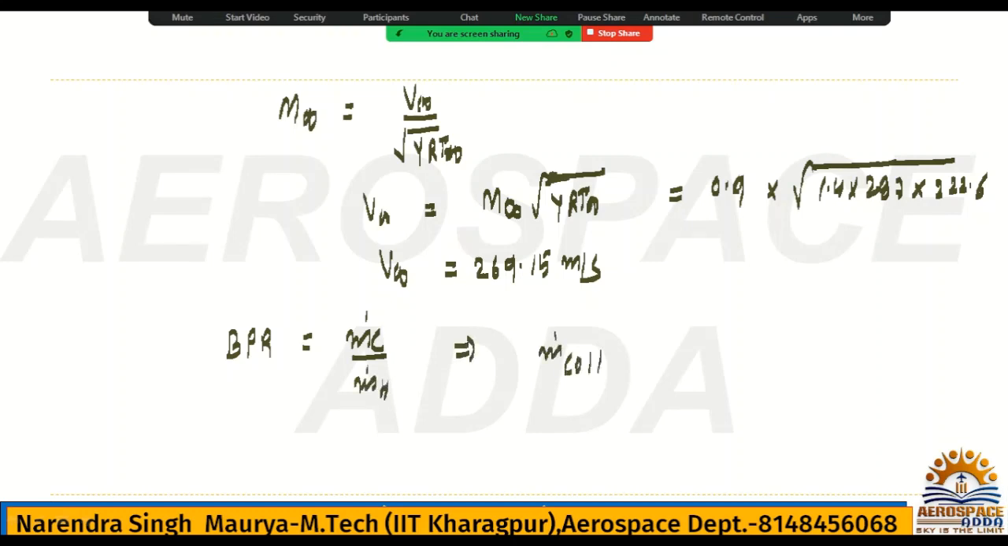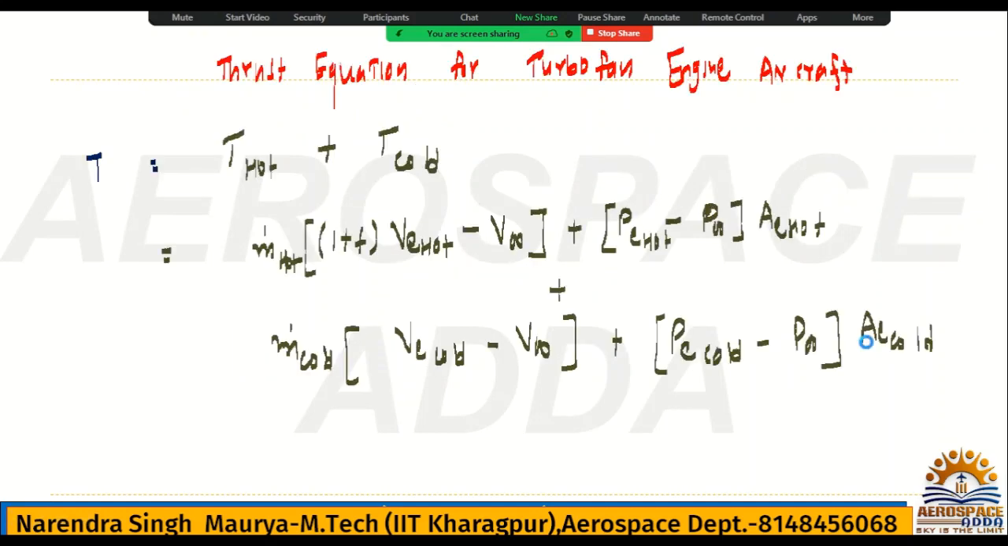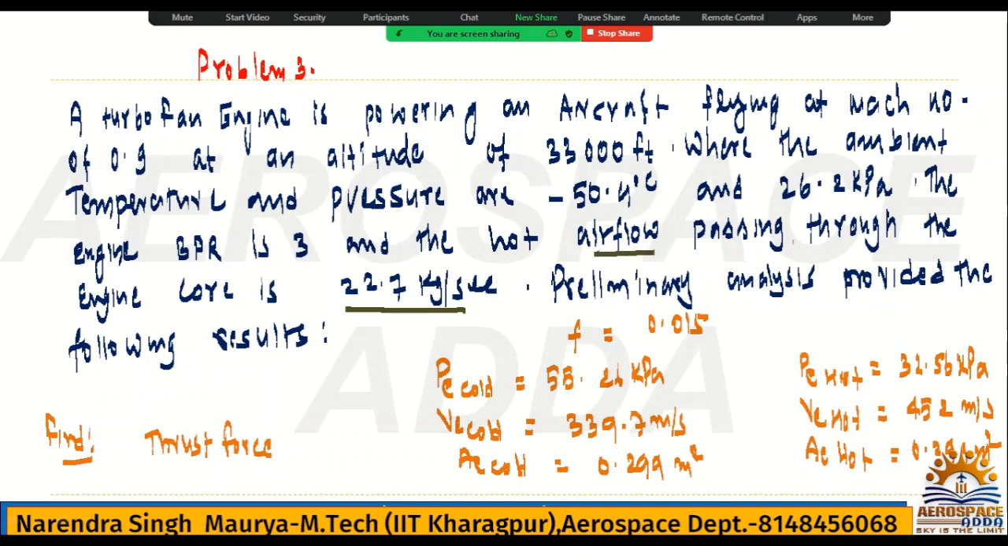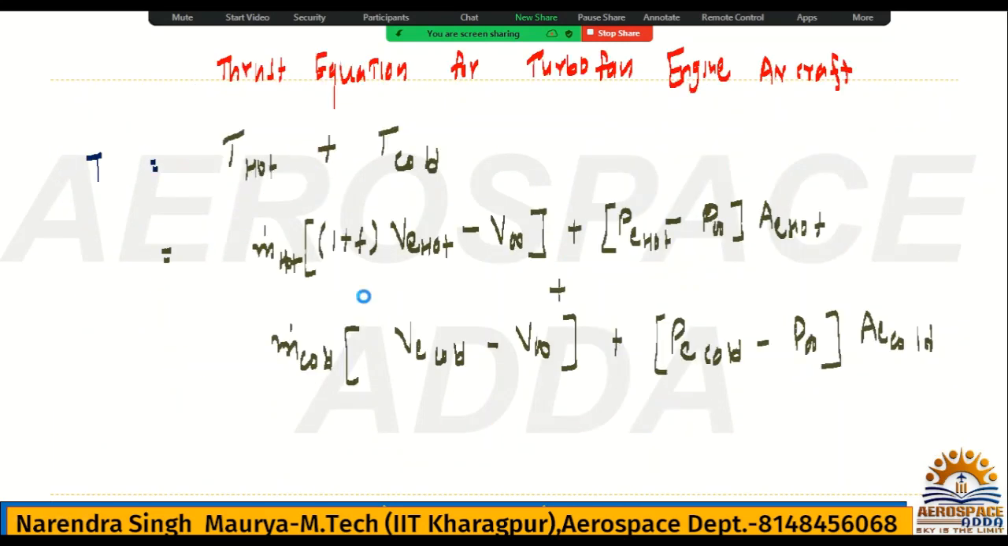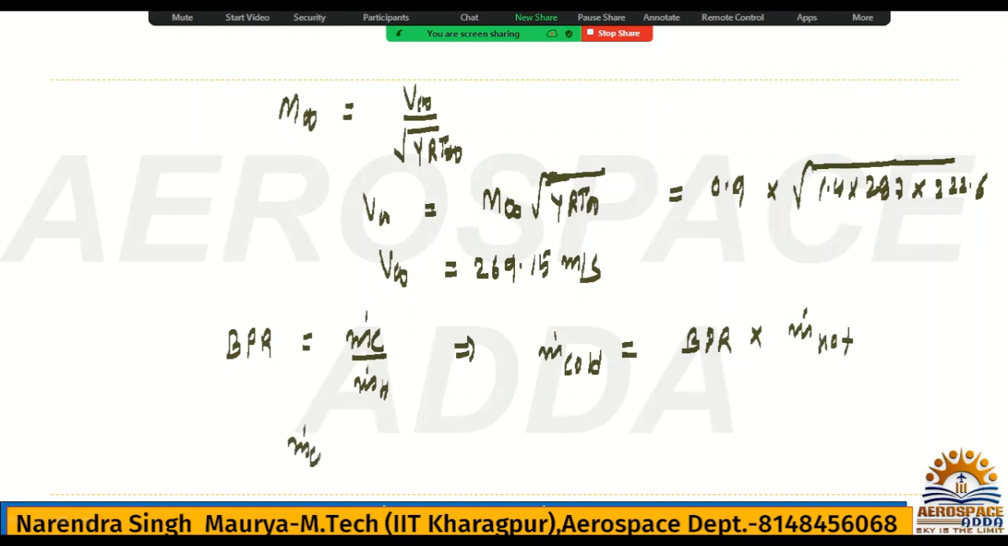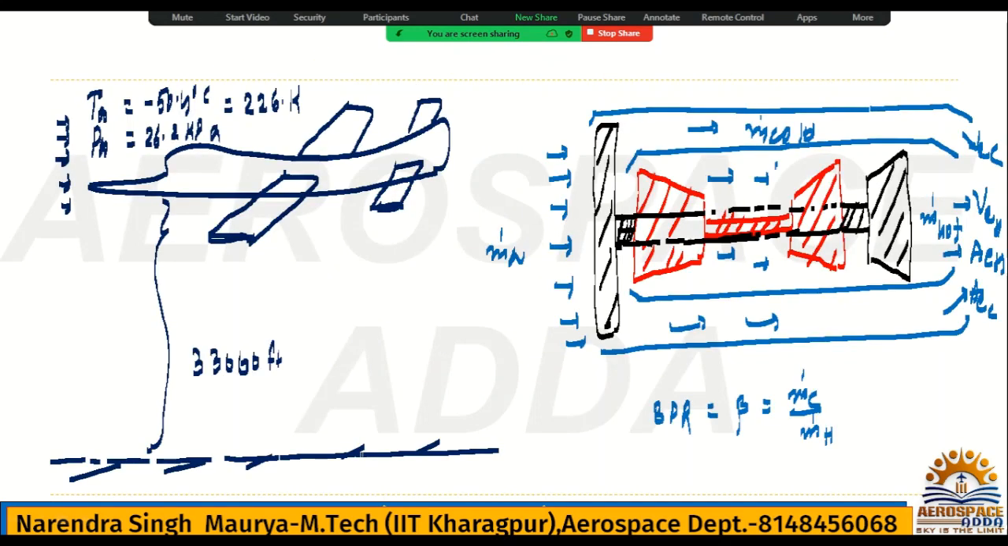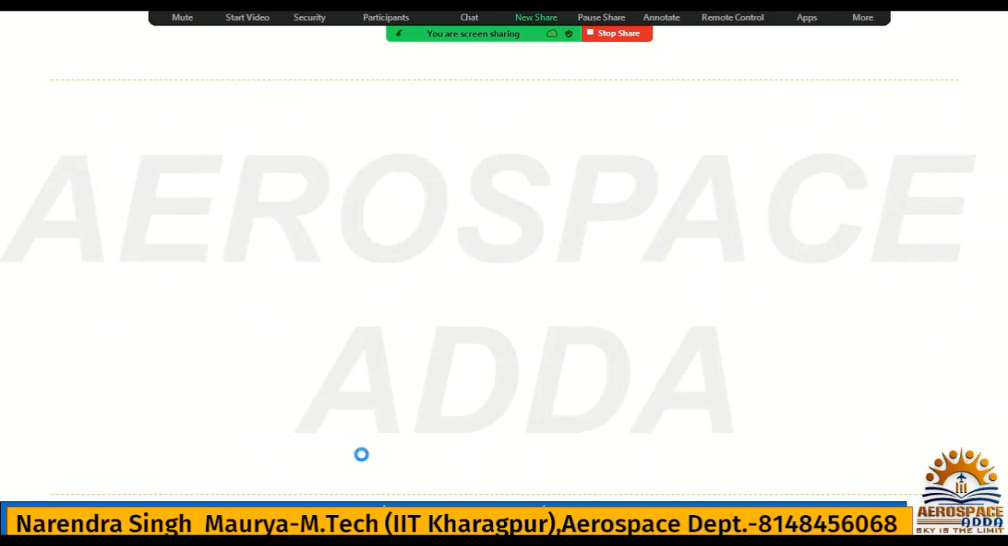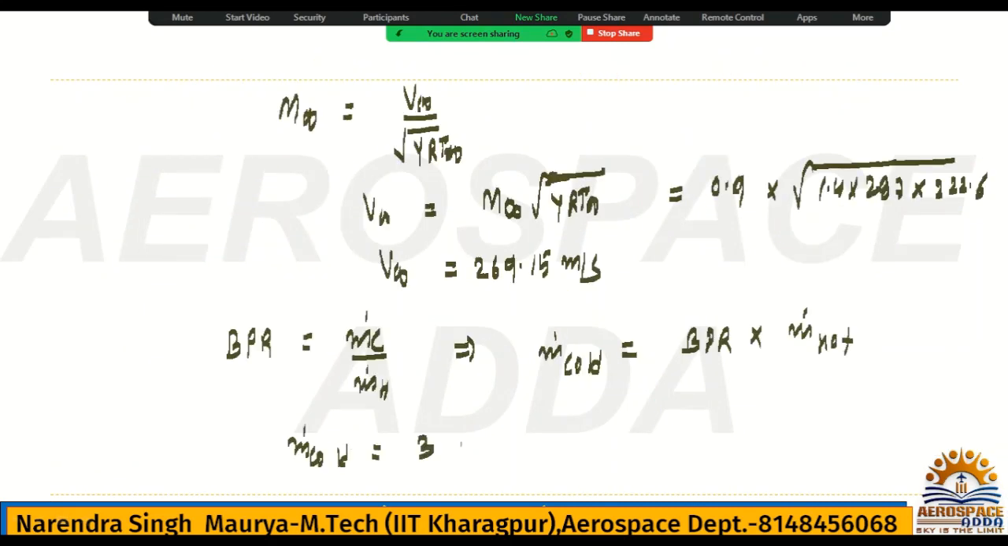From here M dot C, meaning cold, is equal to BPR times M dot hot. Here it is clearly mentioned. Check what they said: the airflow passing through the engine core. Engine core means hot air, right? So 22.7 kg per second they have given. So I can say M dot cold is equal to, what is the bypass ratio mentioned? Bypass ratio is given as 3, so 3 into 22.7. How much you have? It is 68.1 kg per second. So you have this M dot C cold, and M dot H they have given to us, 22.7.